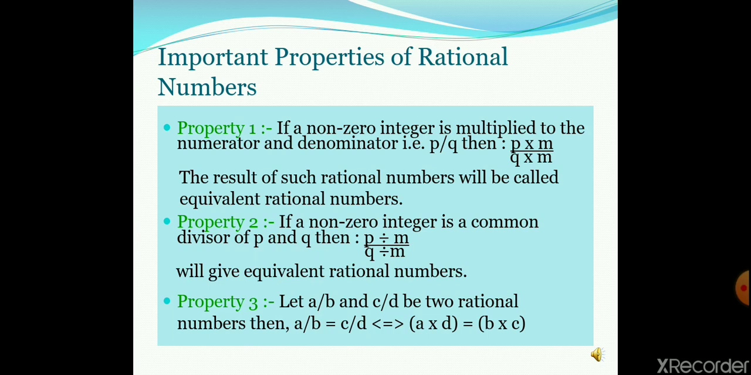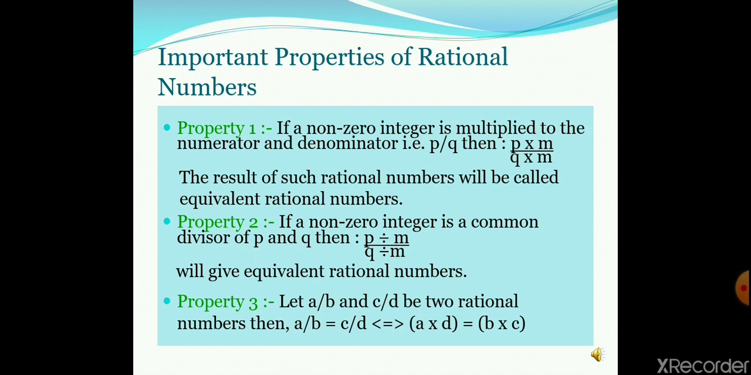Now, property 2. It's similar to number 1. If a non-zero integer is a common divisor of p and q, say p by q is a rational number and we are dividing a common number from both numerator and denominator, it will give us equivalent rational numbers.